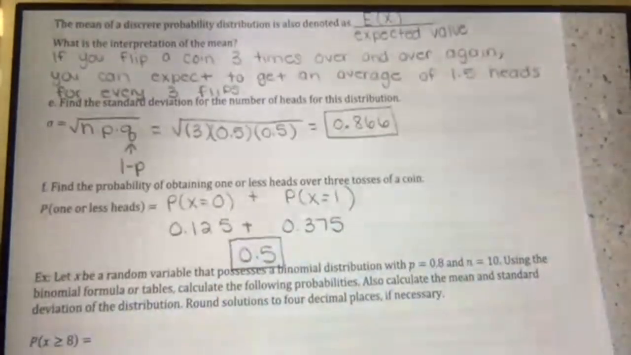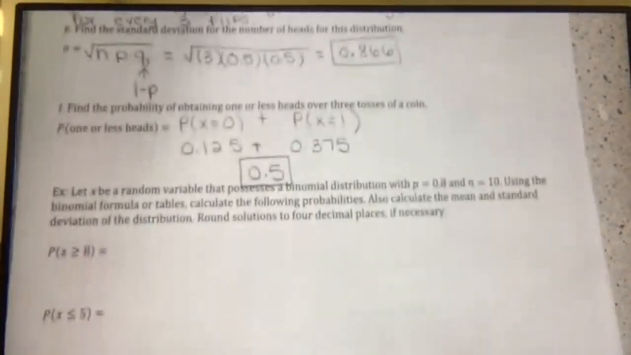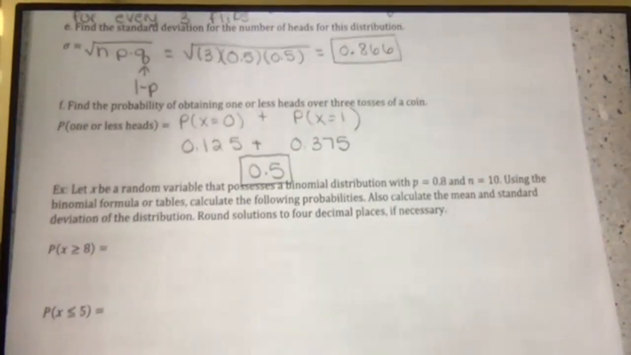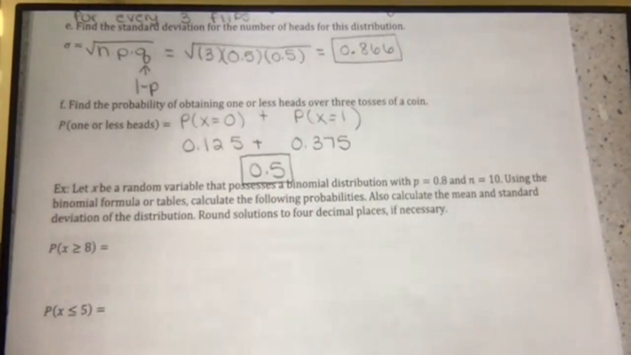So that's that whole problem. Questions, comments, concerns on that one before we go to the next example? Just kind of like putting it all together. It says, let x be a random variable that possesses a binomial distribution with p being 0.8 and n being 10. Use the binomial formula or the tables and calculate the following probabilities. Also calculate the mean and standard deviation. Round to 4 decimal places as needed.